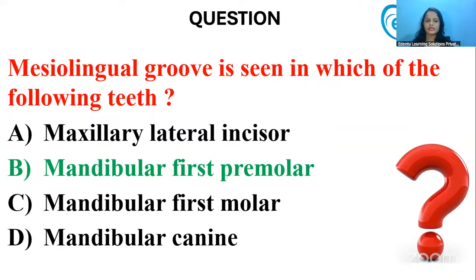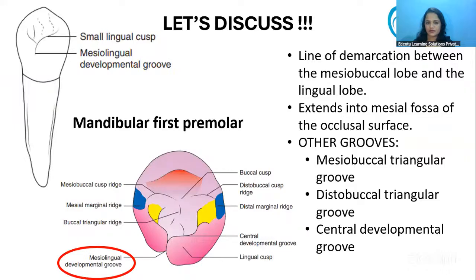Okay, so if you look at the lingual aspect of this mandibular first premolar, there will be a small line of demarcation. This small line of demarcation between the mesiobuccal lobe and the lingual lobe is called the mesiolingual developmental groove. Yes. If you look at the occlusal aspect of this mandibular first premolar also, you'll be able to see this mesiolingual developmental groove very prominently. It usually extends into the mesial fossa.